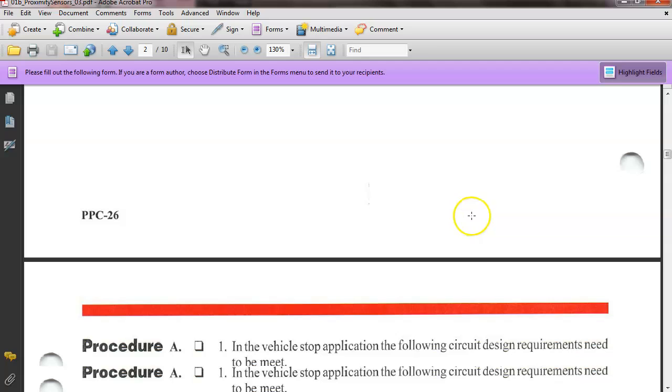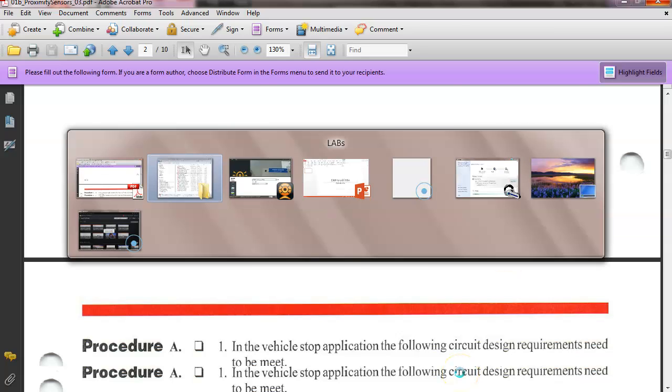So here, what you're going to do, oops, I need a new battery in mine.